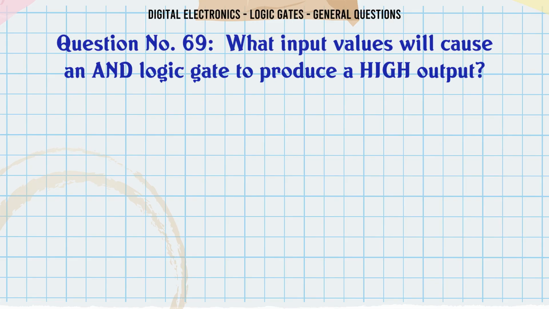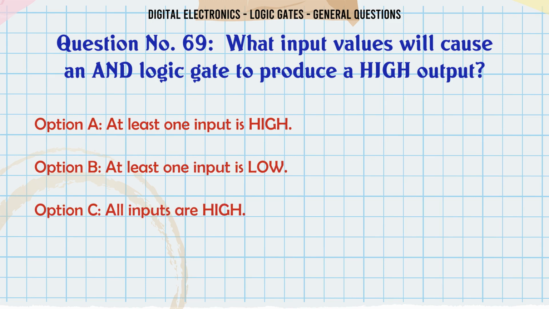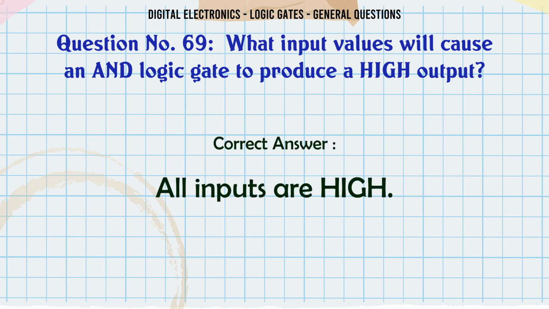What input values will cause an AND logic gate to produce a high output? A. At least one input is high, B. at least one input is low, C. all inputs are high, D. all inputs are low. The correct answer is all inputs are high.